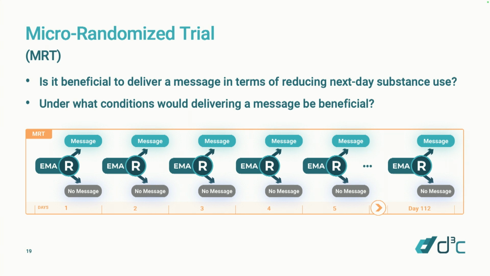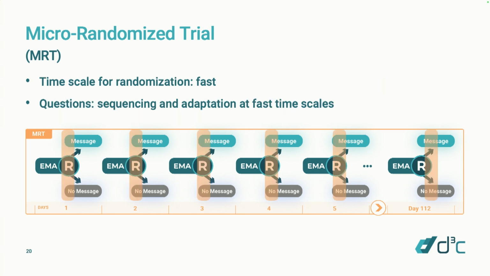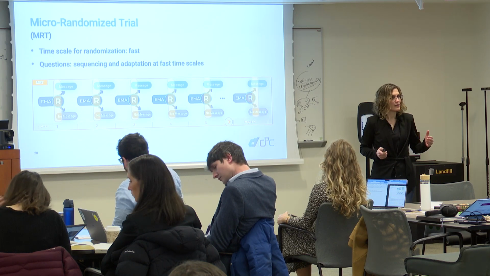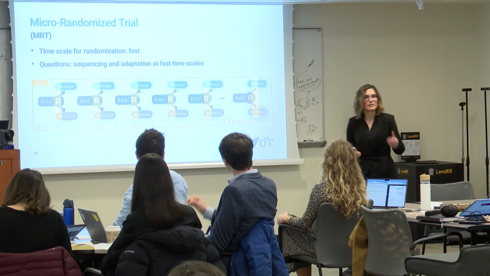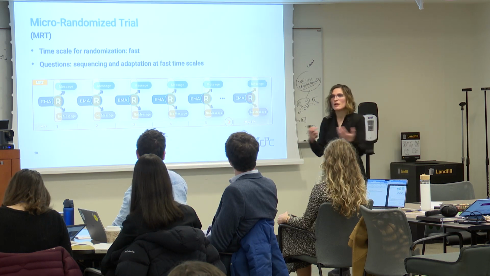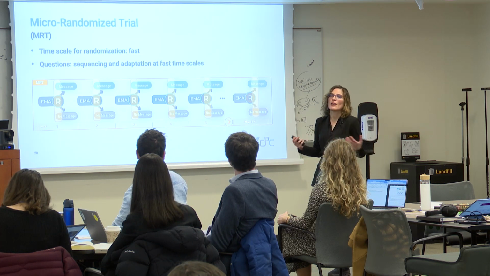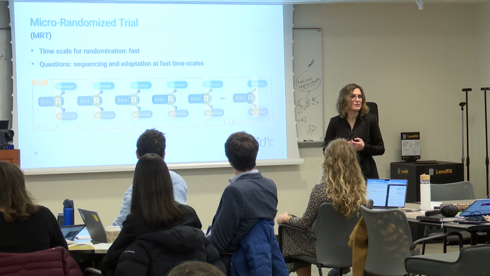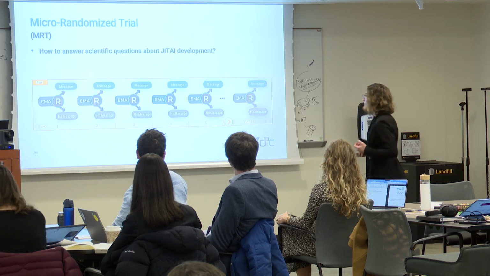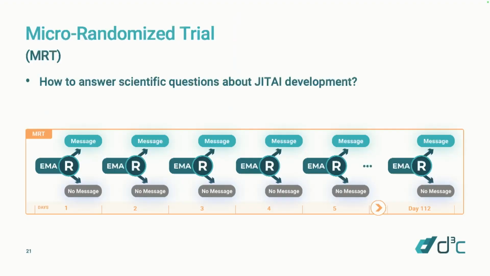So far, so good? Notice, the randomizations happen on a fast time scale, every day. Why? Because I want to answer questions about how to construct a JITAI in which the adaptation happens on a fast time scale. So again, see the connection between how fast we randomize and how fast we want to adapt. All right, so how do we use the data from this trial to answer these two questions? Let me show you very quickly, okay?